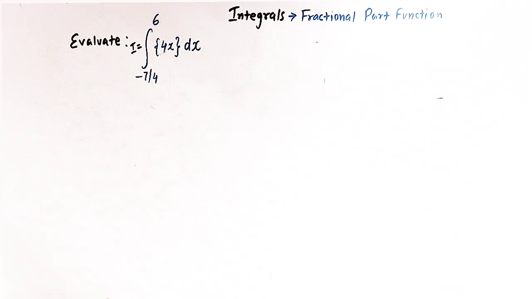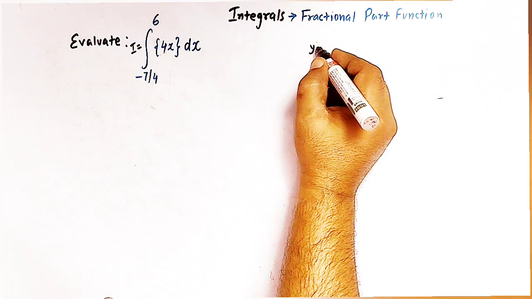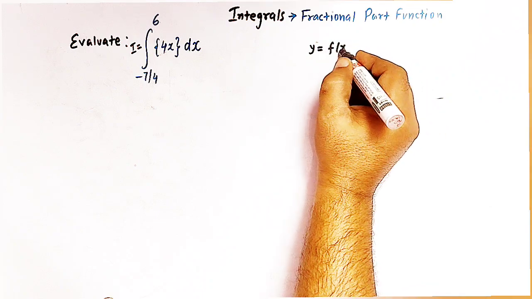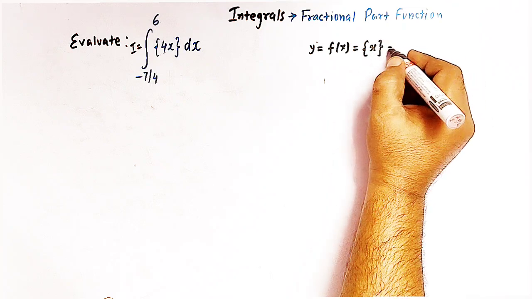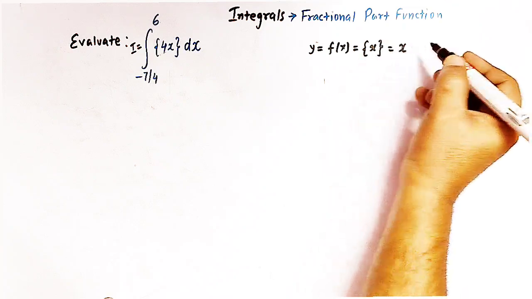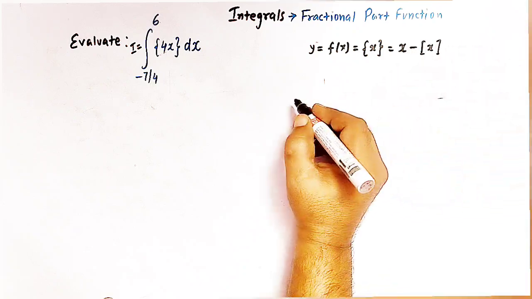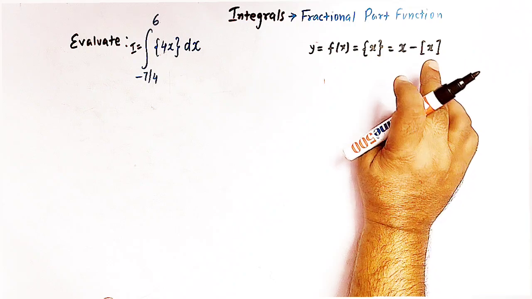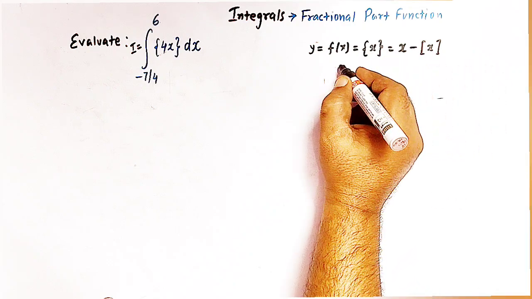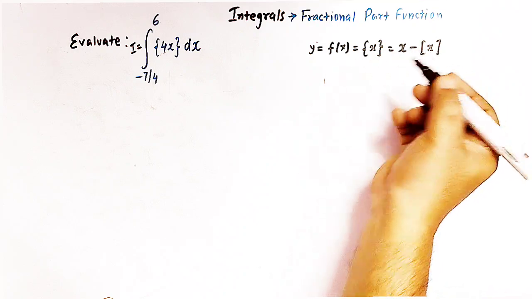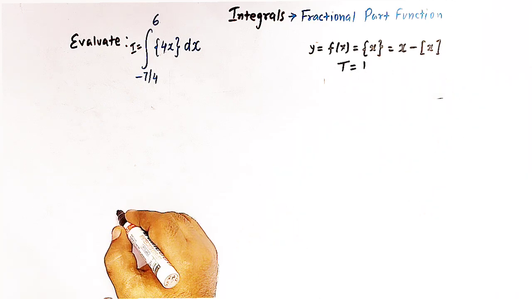Now let us first quickly see the definition of the fractional part function, and we know that if we have a function, say y is equal to f of x, that is equal to the fractional part of x, then the fractional part of x is defined as the difference of x and the greatest integer of x, right? So this is the definition of the fractional part function, and we know that the period of the fractional part function is equal to 1, so we can write the period T as equal to 1, right?